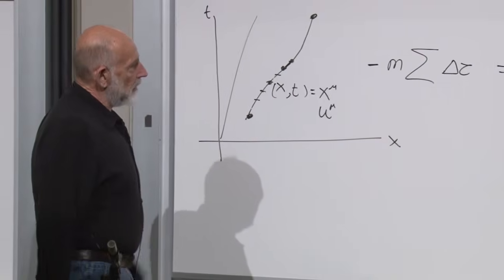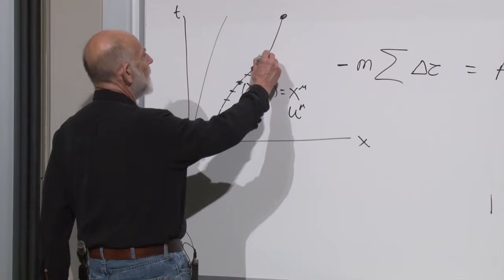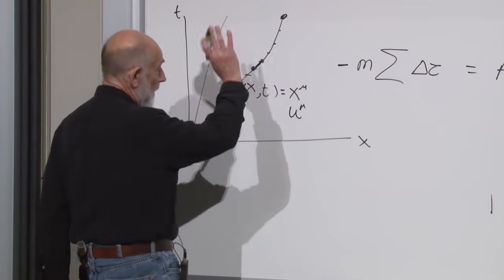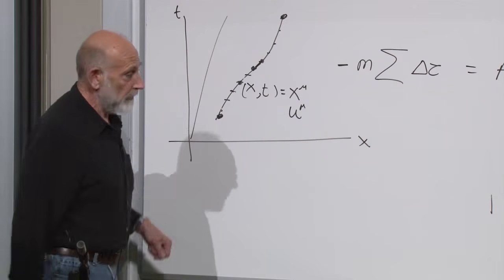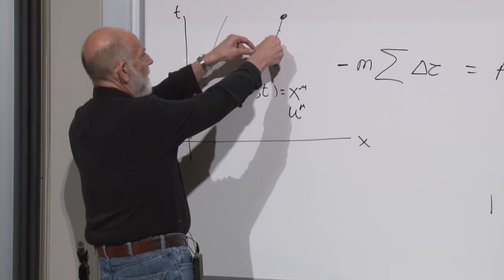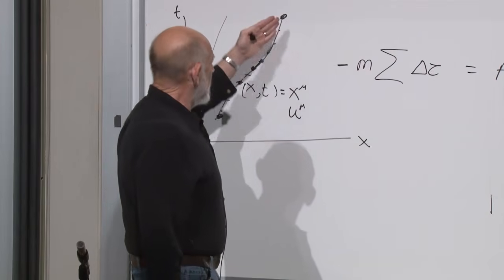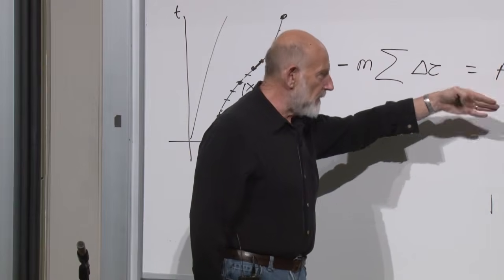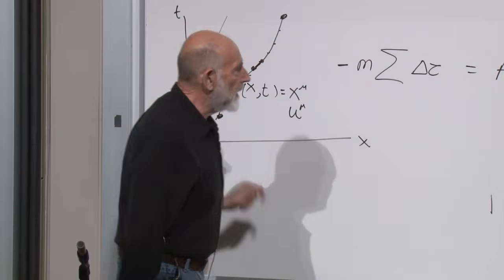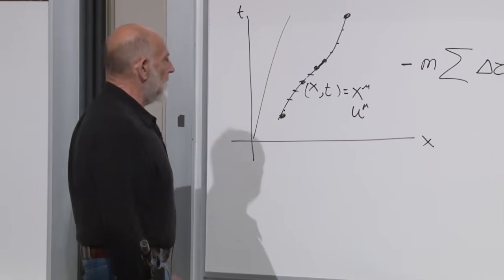Okay, so let's take that to be the action. And now what we do is, the trajectory has already been imagined to be broken up into intervals. And now we move the points around in space and time and look for the trajectory which minimizes the action, and that will be the true trajectory. That's the principle of least action.